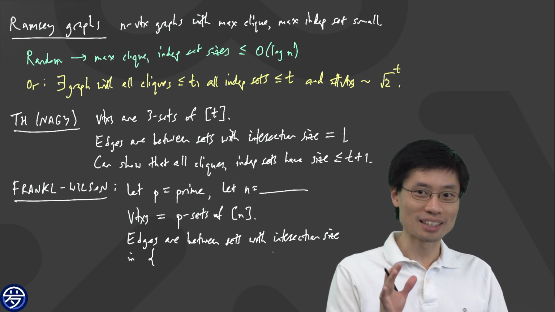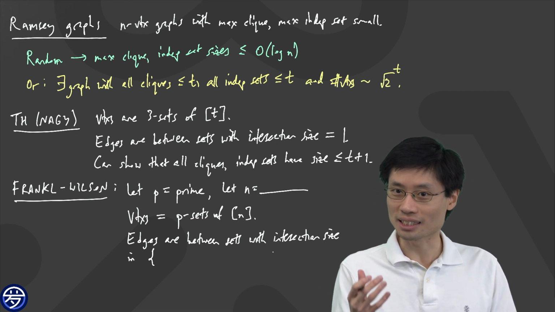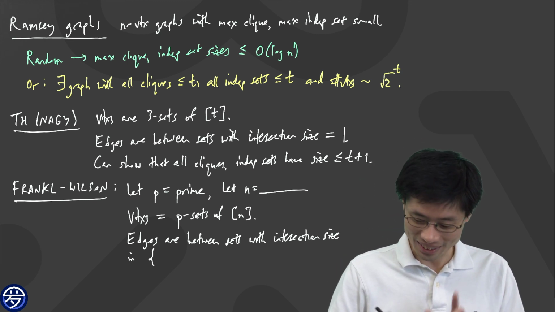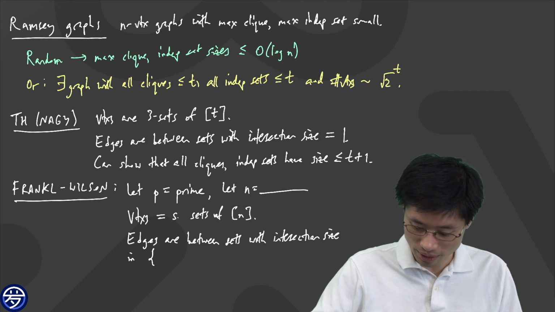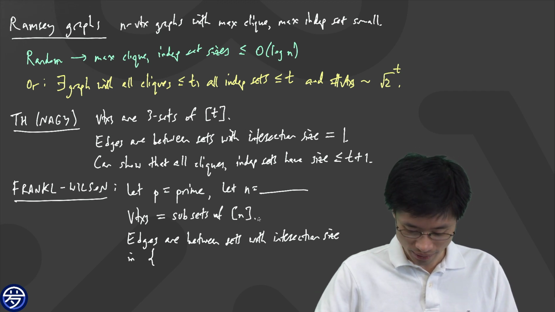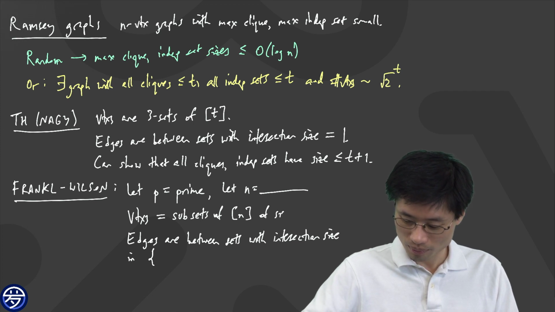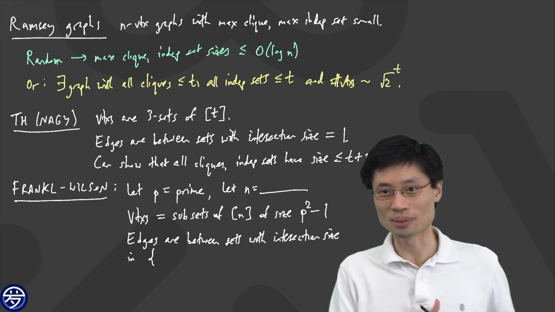I actually will want that the vertices are subsets of square bracket n whose size is exactly p squared minus 1. That's actually going to be very important. So let me take that back. These are subsets of square bracket n of size p squared minus 1. And this is a very carefully chosen p squared minus 1.